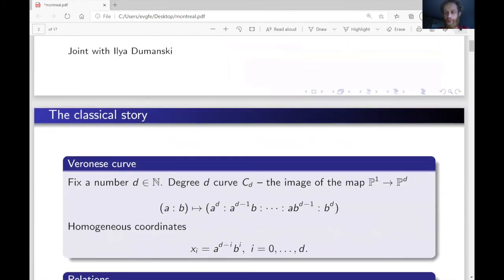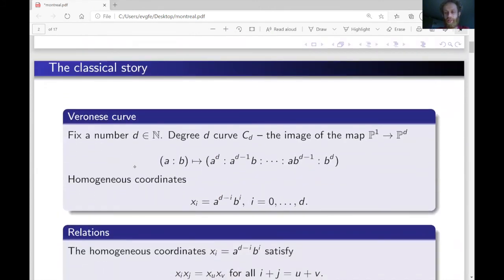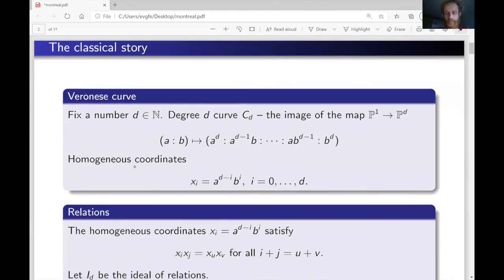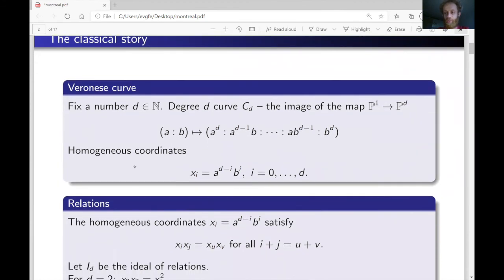So let me start with the initial definitions with the classical picture. This is going to be very, very classical. So what is the Veronese curve? We fix a number d. This is just a natural number.